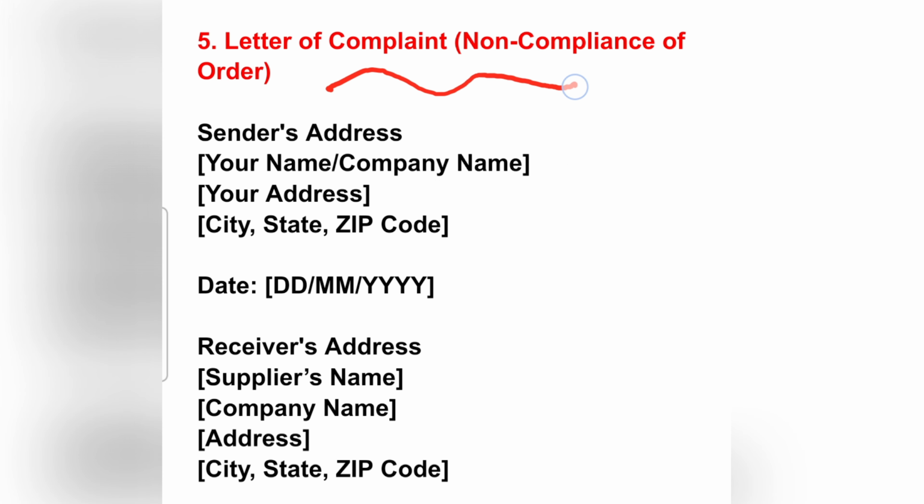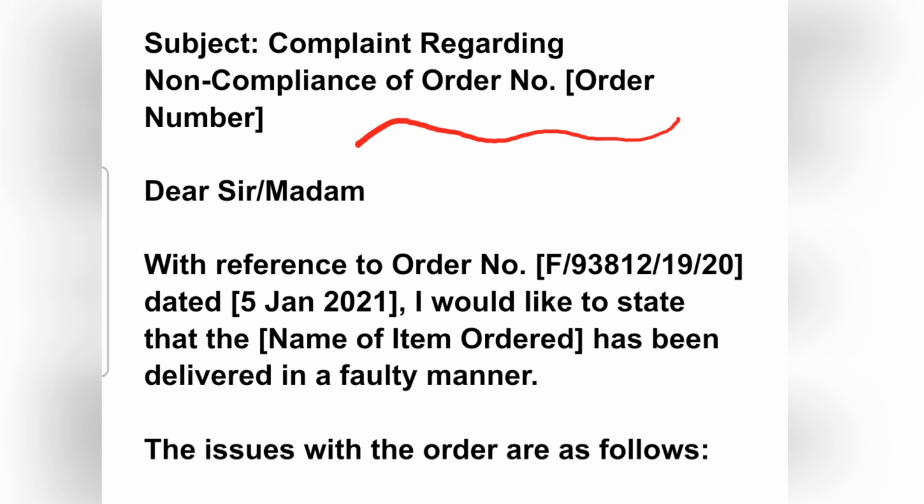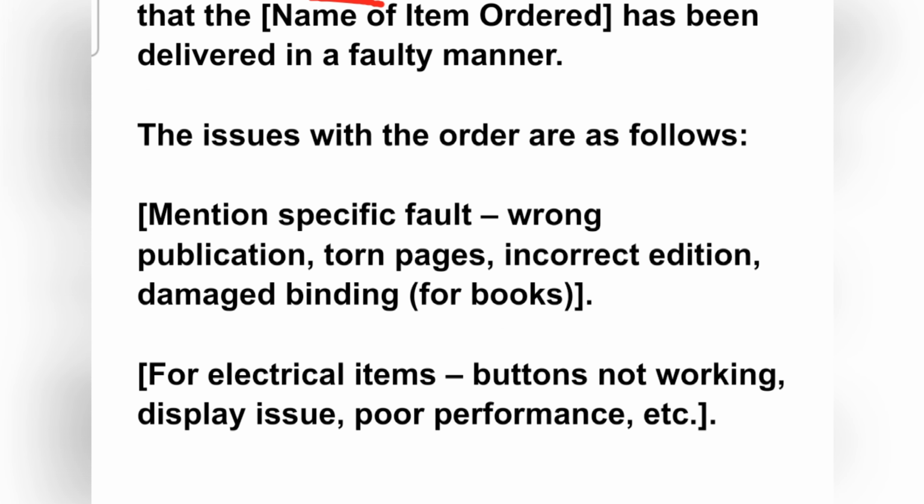The letter of complaint. So if you receive the wrong or damaged product, you need to file a complaint letter. So here also sender address, date, receiver address, the subject, mention the order number. Now in the body of the letter also mention order number and date. Then clearly state the problem: wrong item, damage or missing part, like torn pages, incorrect edition, damaged binding. Like if it is an electrical item, buttons not working, display issue, poor performance, etc. Request replacement or refund. Set a deadline for resolution.